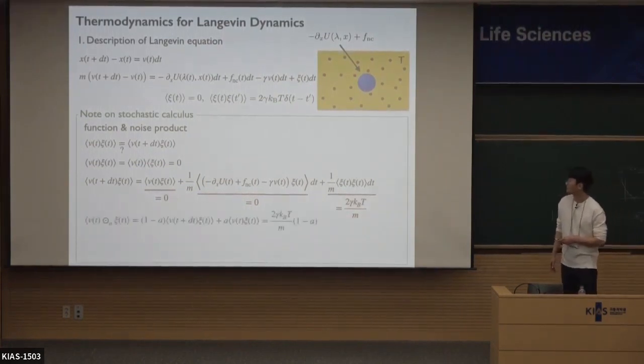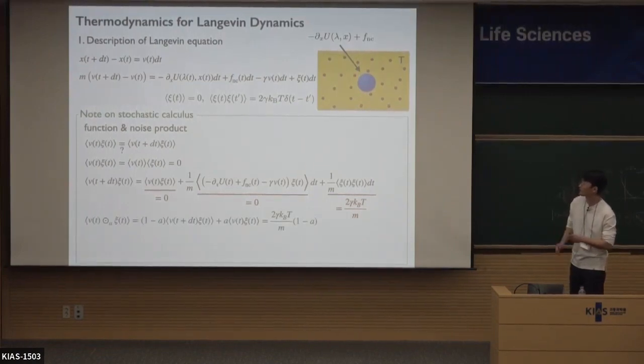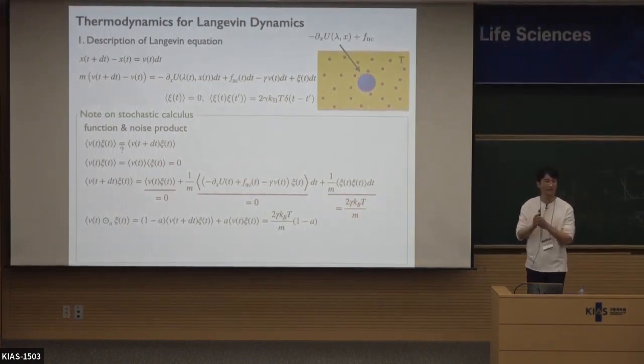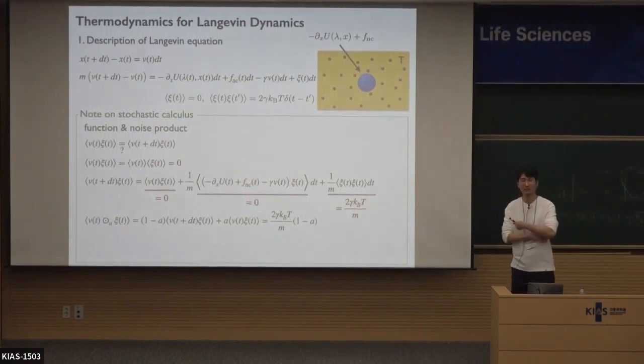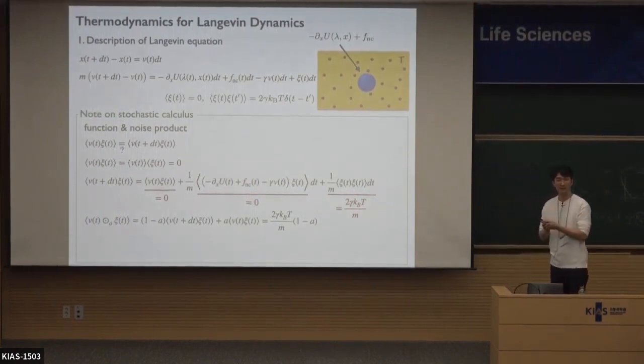So it means that this one and this one average are not the same when such a noise is involved. This is an important point in stochastic calculus.